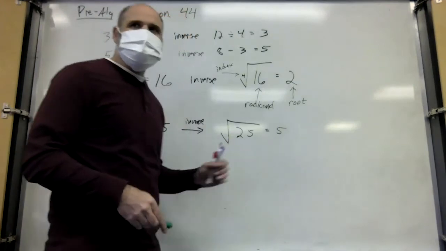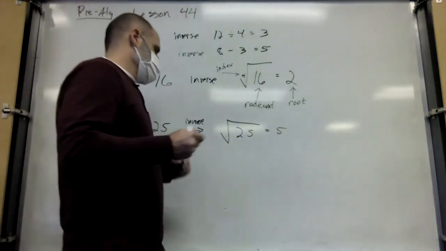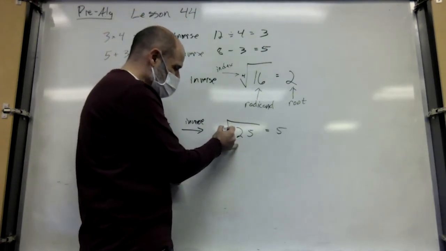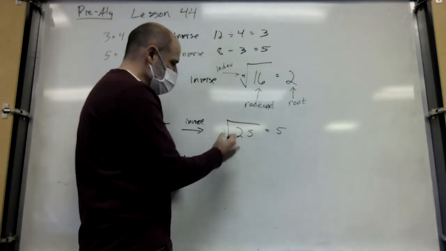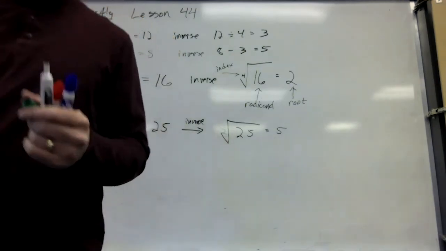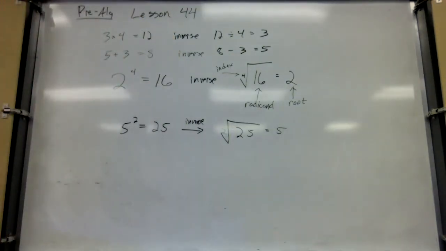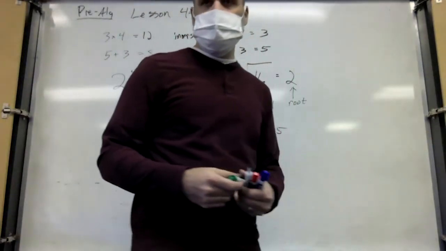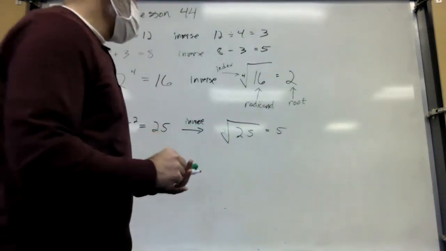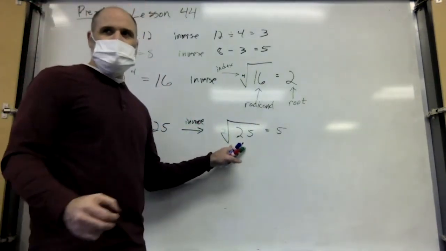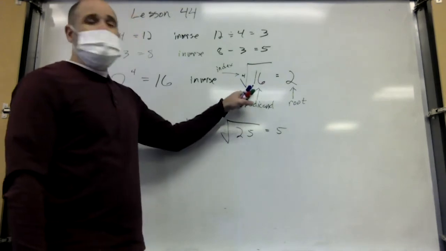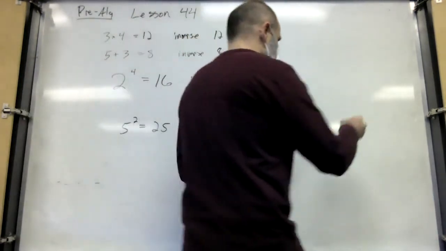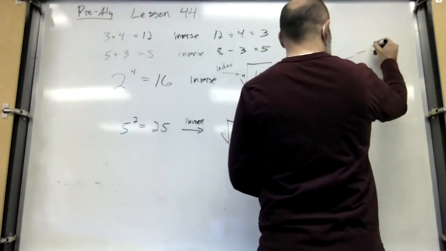So in this case, guys, everyone look up here, please. You don't see an index, but you know that it's 2. So if you don't see a number, it's 2. So what number multiplied 2 times will equal 25? Well, 5 times itself. 5 times 5 is 25. So this is what number times itself will equal 25. This is what number times itself 4 times. So blank times blank times blank times blank, and all those have to be the same number.